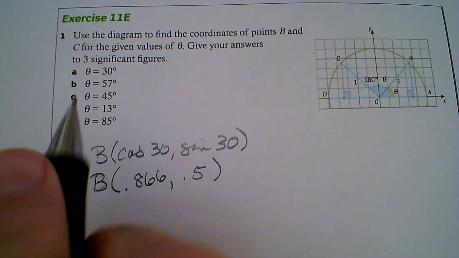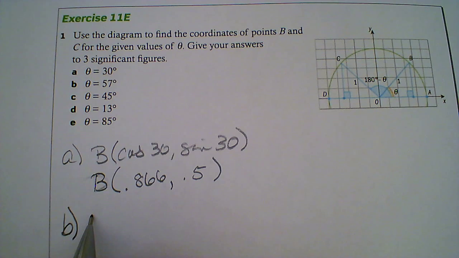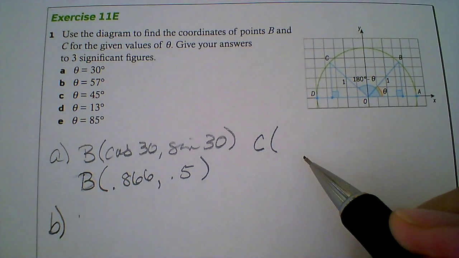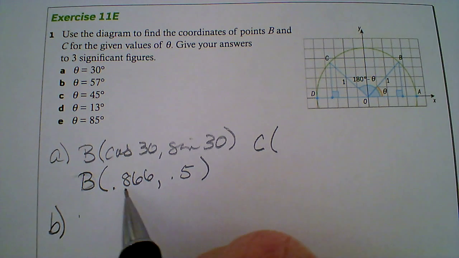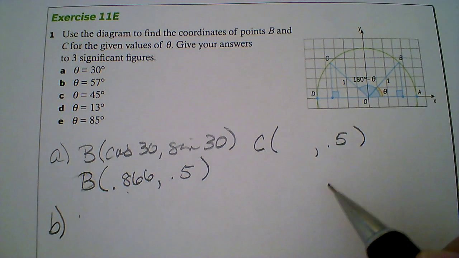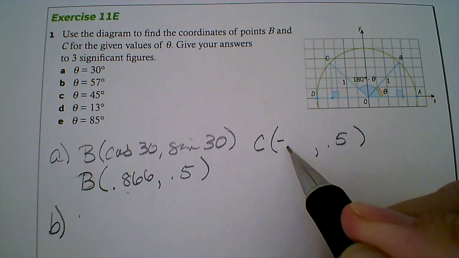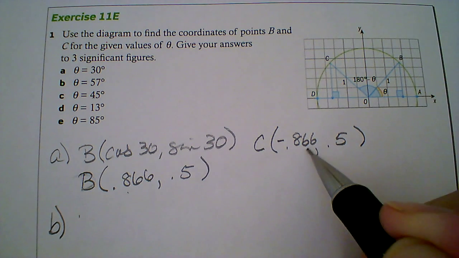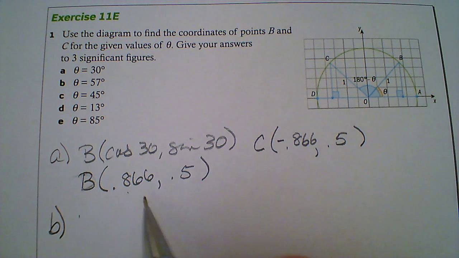Theta is 57. Oops, I forgot to do C here. Let's go over here. I forgot to do C. So in this case, if B looks like this, for C, my sine value stays the same, but my x value, my x coordinate, becomes the opposite of what it was over here.